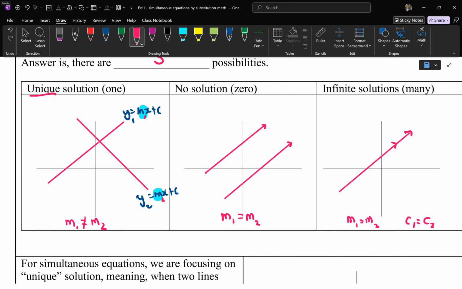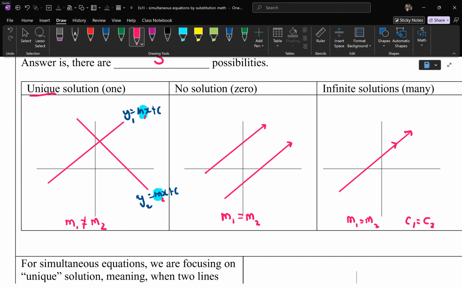That implies, and this is what makes this exercise a bit tricky when year 11 methods first comes in, what's common about no solution and infinitely many solutions? What's common there? They have the same gradient.